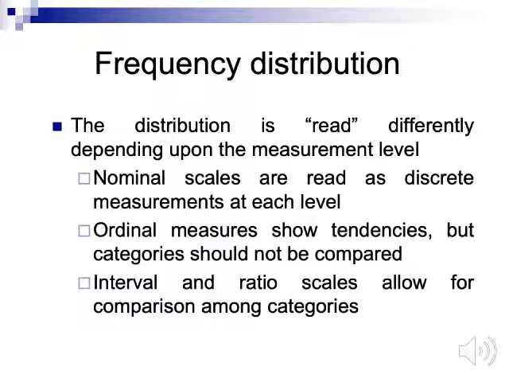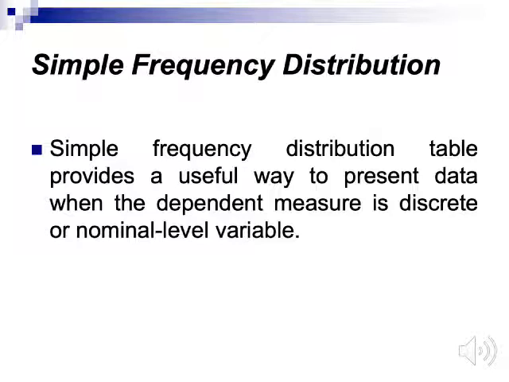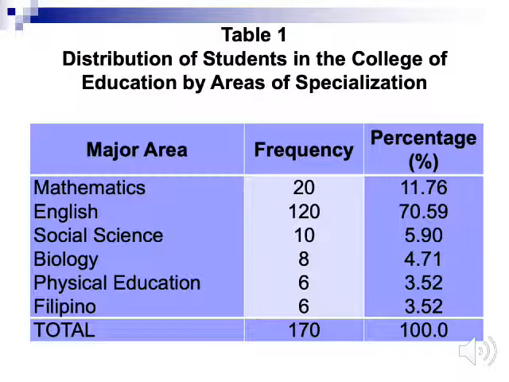Then frequency distribution can sometimes be a simple frequency distribution. Okay, so easy. You just have the frequency and the percentage frequency. For example, you have the distribution of students in the College of Education by areas of specialization. So you are simply counting how many are math majors, English majors, social science majors, biology majors, physical education, Filipino. So that is simply counting and converting them into percentage or into proportion.